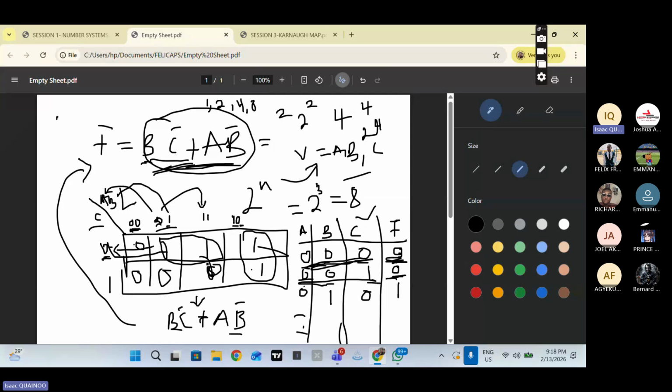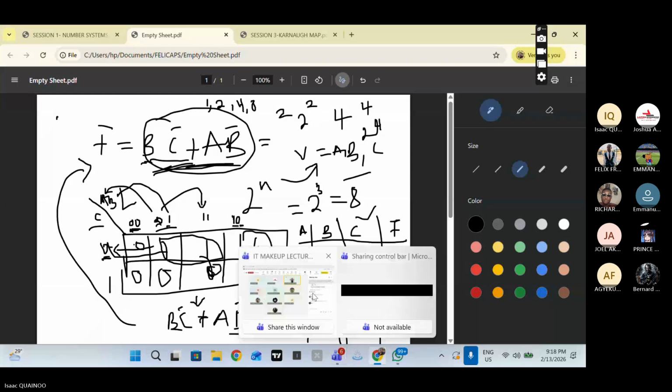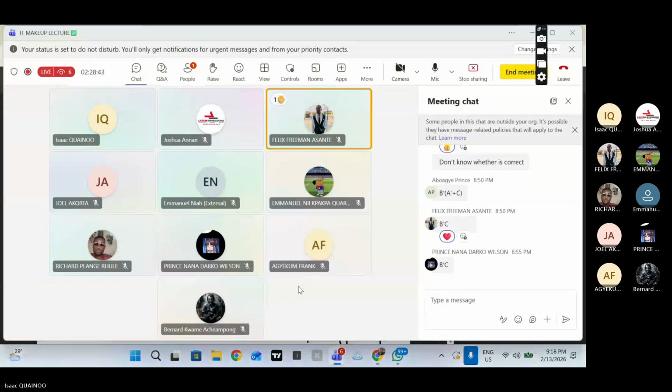So the F that you see there, which is a function value, is just the output of the 3 sets or 3 combinations of input, please. And please, have I answered your question right? Yes, please. Okay. All right, please.